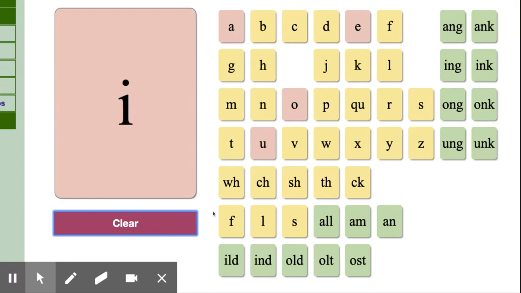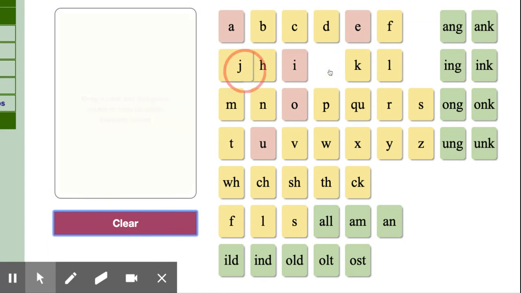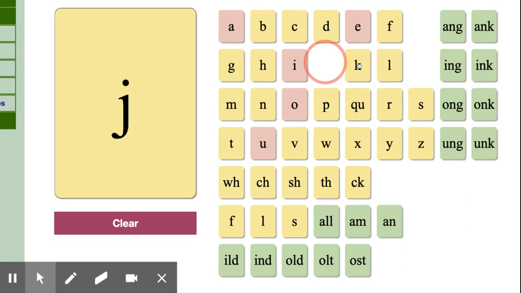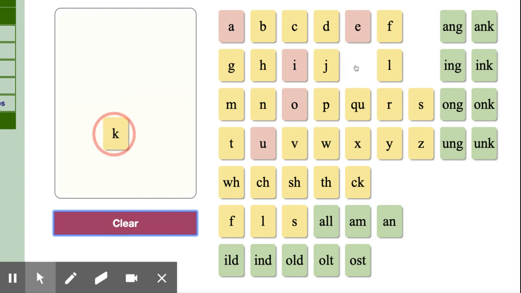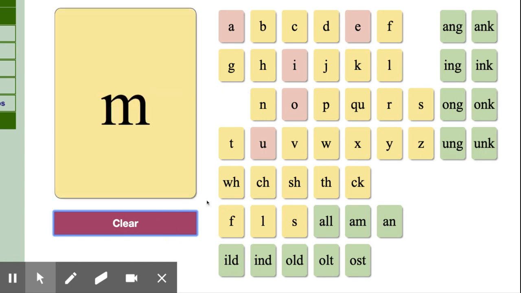h. I, itch, i. J, jug, j. K, kite, k. L, lamp, l. M, man, m. N, nut, n.